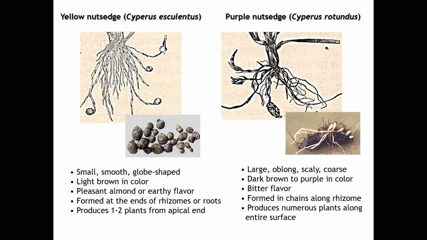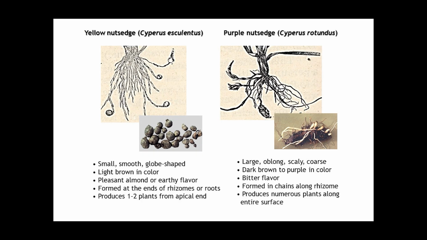Yellow nutsedge tubers are small, globe shaped, light brown in color, and if you were to taste them, they have a taste that is similar to almond or an earthy flavor, and each of those tubers is formed at the end of the rhizomes, and it produces 1 to 2 plants from the apical end. Now let me also tell you that these plants can have anywhere from 50 to 200 or 300 tubers per plant, and these tubers are independent or not connected to each other, as you would see in purple nutsedge.